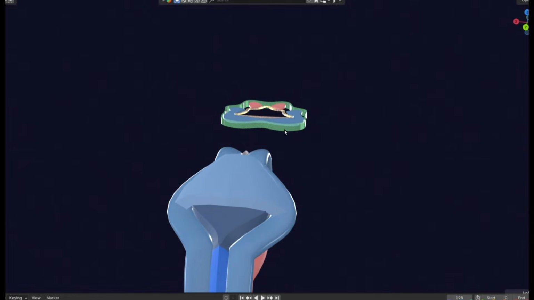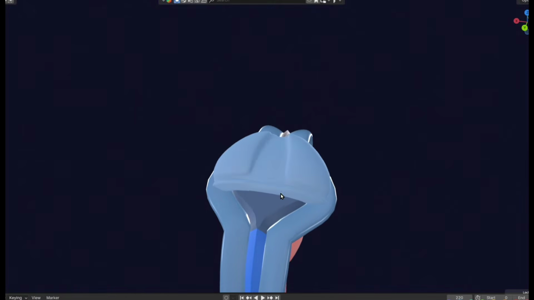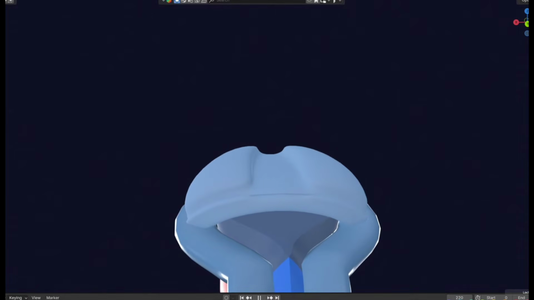Let's forget about the cross section. Now we will focus on this 3D model. So let's see what happens. Here you can see those swellings properly, somewhat here. So here you can see these swellings. These are the lateral swellings, the lateral cerebellar swellings.